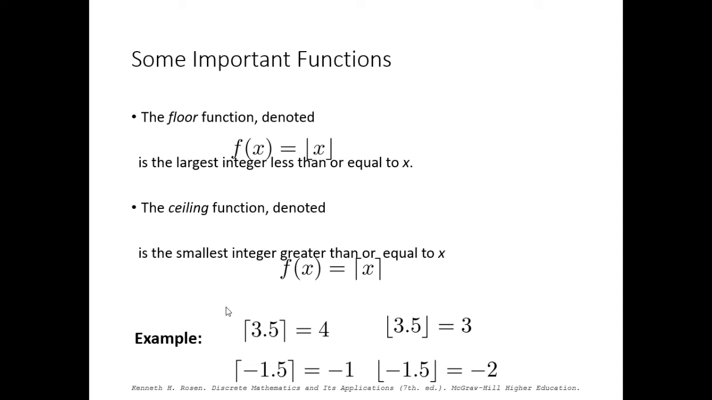Then floor and ceiling are some standard functions, where floor indicates that if there is a real number 3.5, it will give 3 as an integer. Ceiling indicates that if 3.5 is a real number, it will be rounded to 4. This works exactly in reverse for negative numbers. For minus 1.5, ceiling is minus 1 and floor is minus 2.